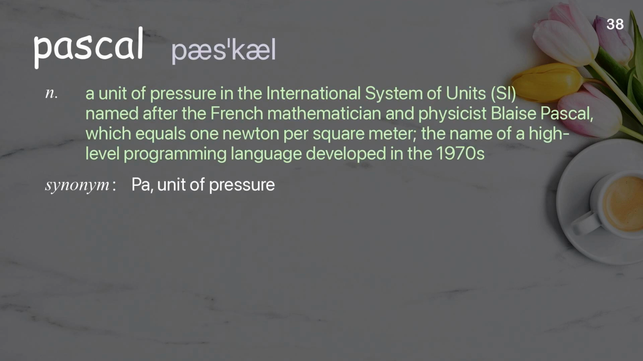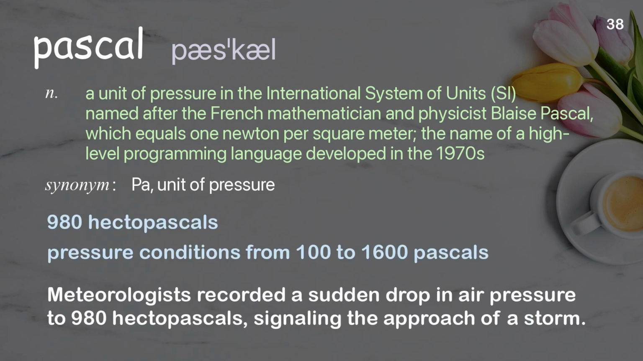Pascal: a unit of pressure in the International System of Units, SI, named after the French mathematician and physicist Blaise Pascal, which equals 1 Newton per square meter; the name of a high-level programming language developed in the 1970s. Examples: 980 hectopascals, pressure conditions from 100 to 1600 pascals. Meteorologists recorded a sudden drop in air pressure to 980 hectopascals, signaling the approach of a storm.